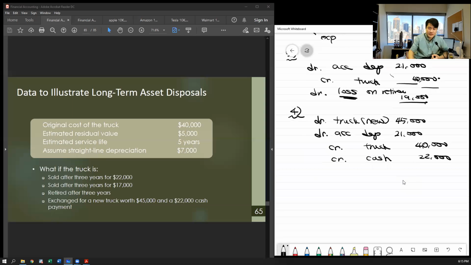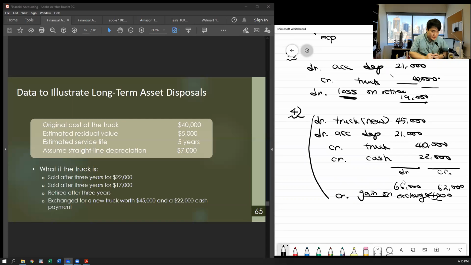Now, after this, you have to see whether the debits and credits balance. On the debit side, you have a total of 66,000. On the credit side, you have 62,000. Okay, so you have $4,000 more on the debit side. So in order to balance these two, you're going to credit something by $4,000. In this case, credit is basically the gain on exchange. Okay. So this is the journal entry for the exchange.